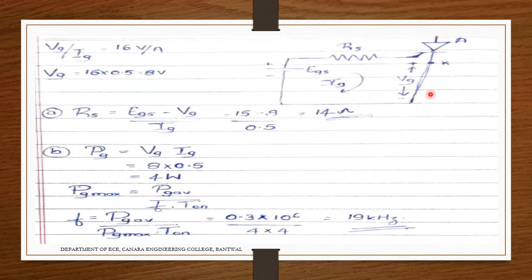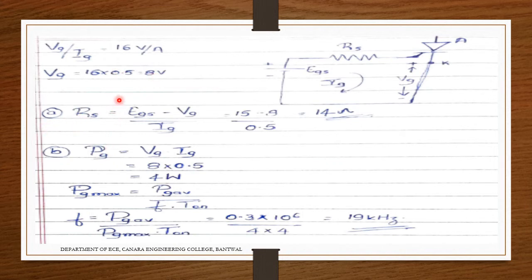I am just interested in this loop here, and they have given us a straight line with a gradient of 16 volts per amp, that is VG divided by IG. What is VG here? That is connected from here to here, and IG is this one. So VG is equal to 16 into IG. IG is 0.5, they already mentioned 500 milliamps there. IG is the minimum gate current required to trigger it on. So VG is 8 volts.